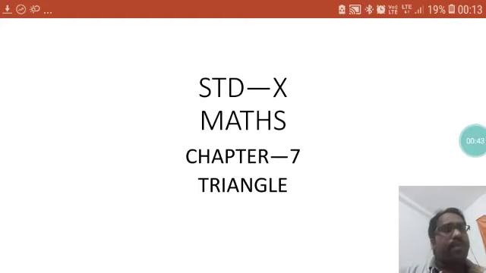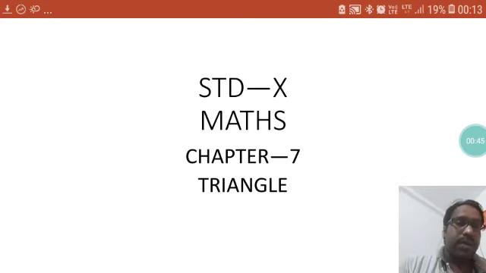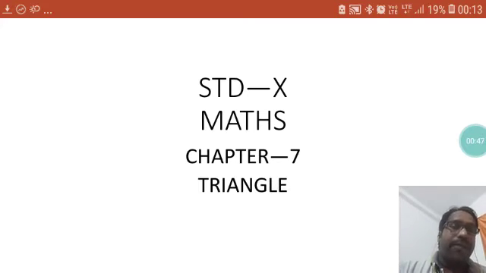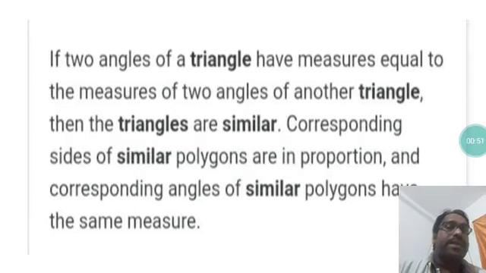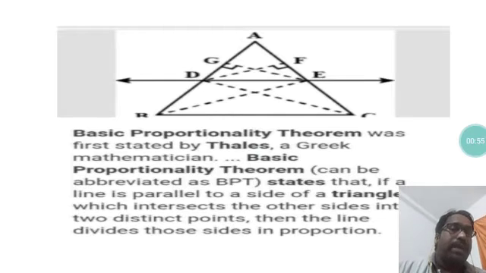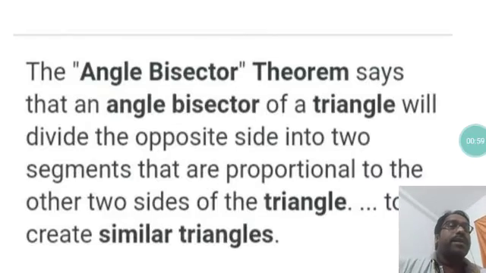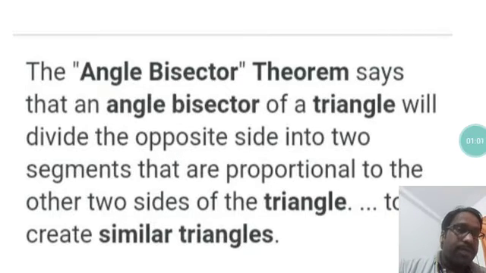So now, the triangle chapter is going on. In that chapter, what have we read? We have read the condition of similarity. This is the situation of similarity. We have read BPT, the basic proportionality theorem. It is a very important theorem. Then we have read the angle bisector theorem.